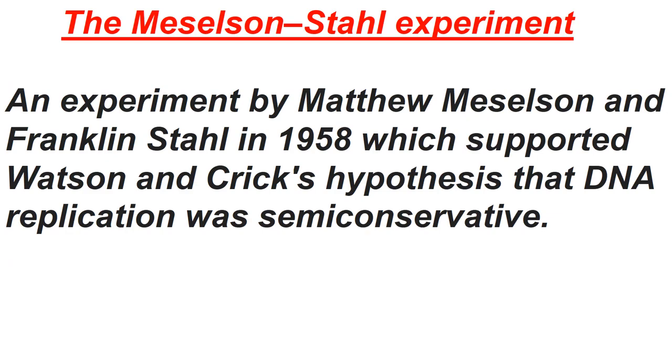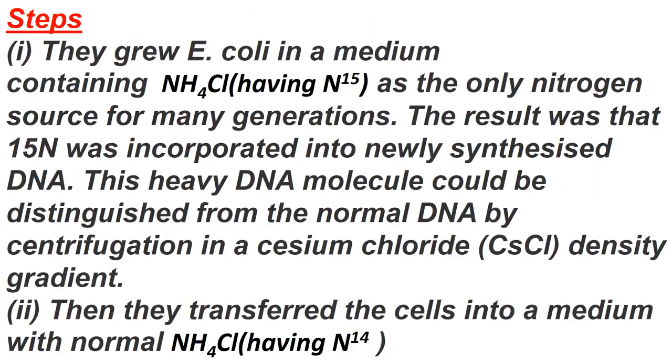So this experiment was done by Matthew Meselson and Franklin Stahl in 1958, which supported Watson and Crick's hypothesis that DNA replication was semi-conservative. As you know, in the last lecture I told you that Watson and Crick gave a hypothesis for the possible mode of DNA replication. They said that DNA replication is semi-conservative. So it was experimentally proved by Meselson and Stahl. So you can say this is the experiment to prove the semi-conservative mode of DNA replication.